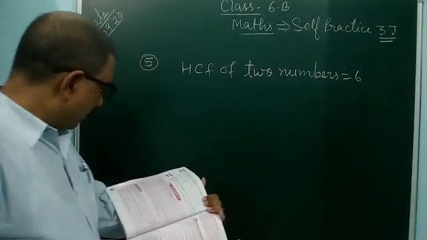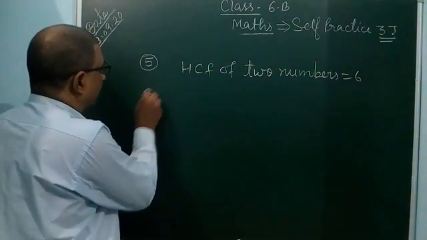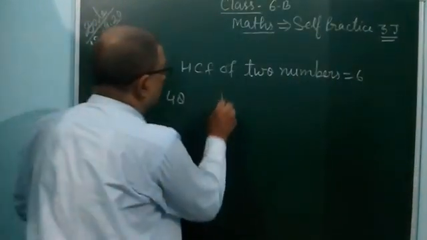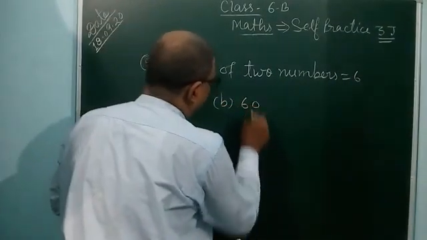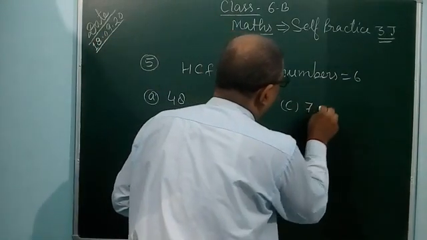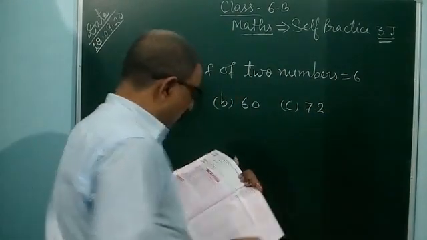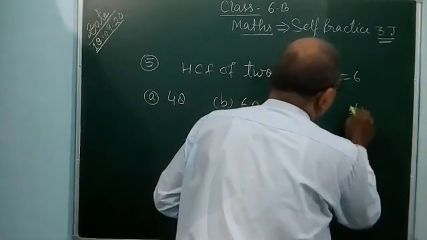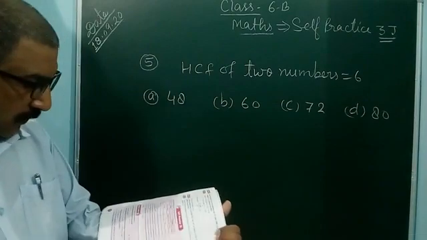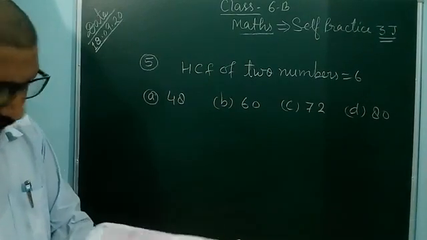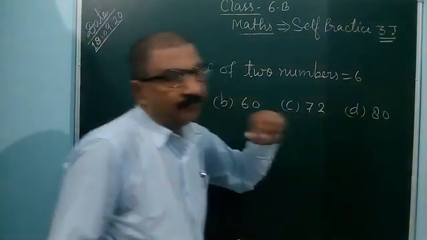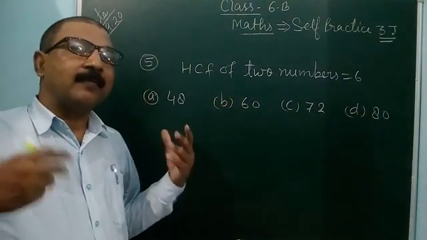Here are given 4 options. Option A 48, option B 60, option C 72, option D 80. And the question asked is, which of the following can never be their LCM? Which number cannot be the LCM?